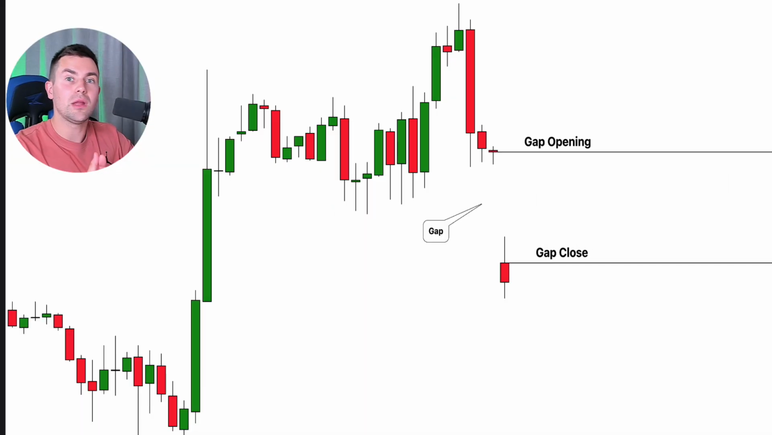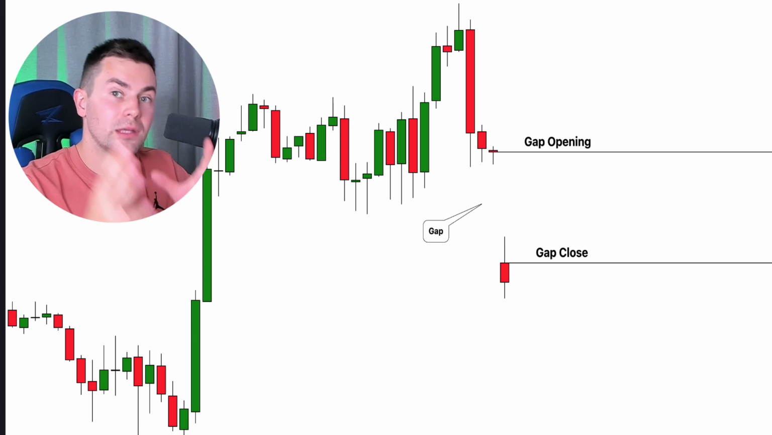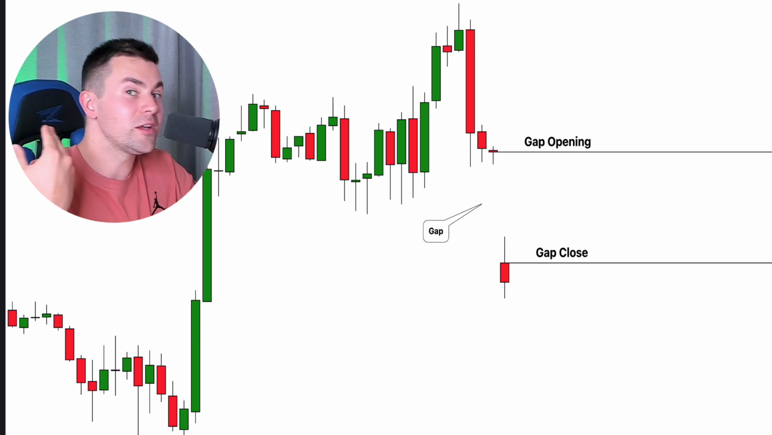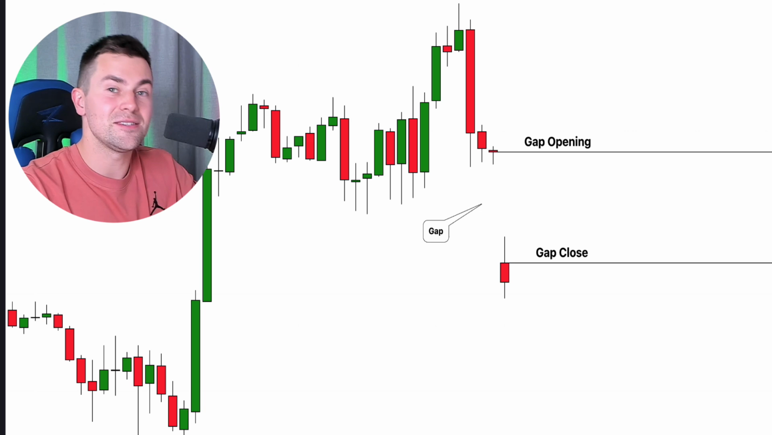And the gap down on WTI crude oil was formed because of the sudden decision of OPEC to increase the production. The decision was made on the weekend, and when the market opened, the market already reflected this news, and for that reason the gap was formed.